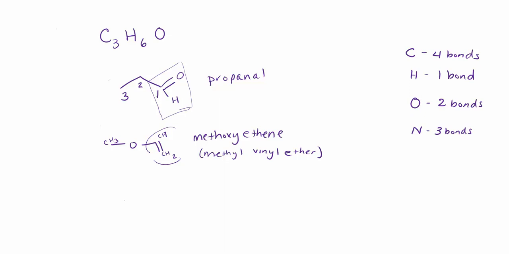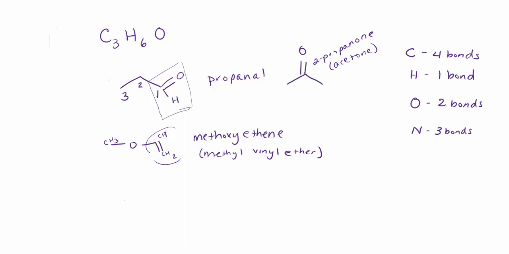Now we could also move this double bond. Analogous to an aldehyde is a ketone. So if we make this ketone, this also uses 3 carbons, 6 hydrogens, 1 oxygen. This is called 2-propanone. Propanone. And the common name is acetone.